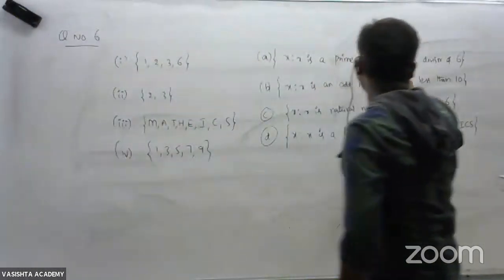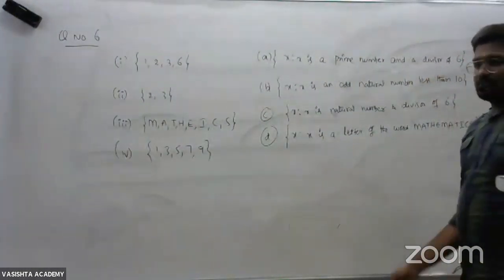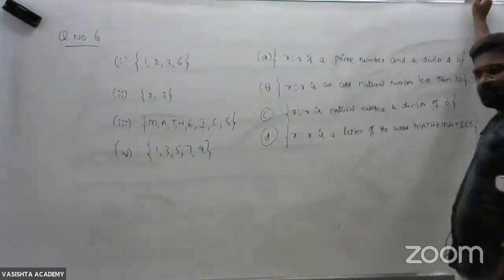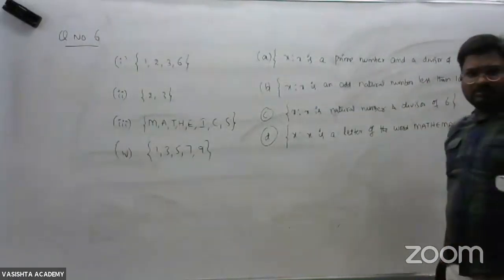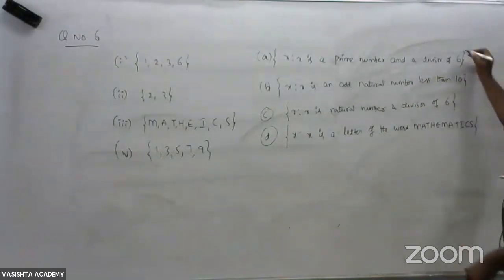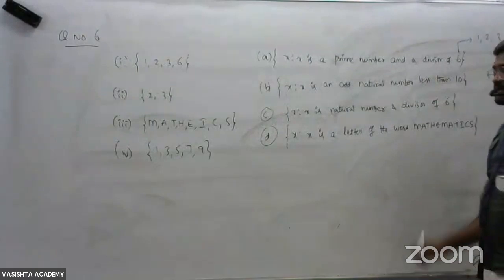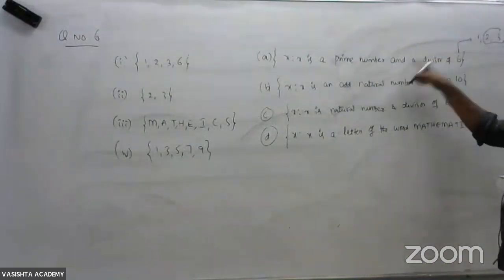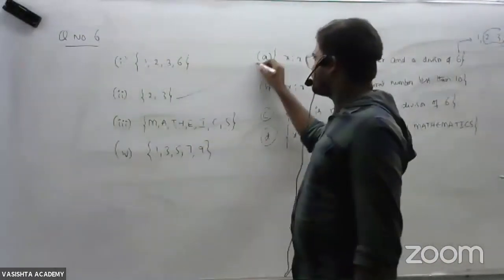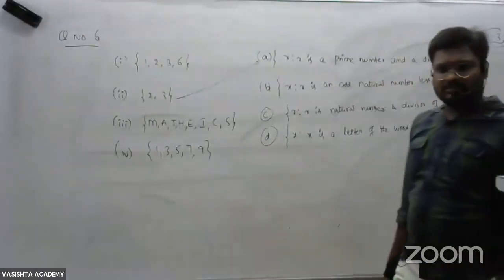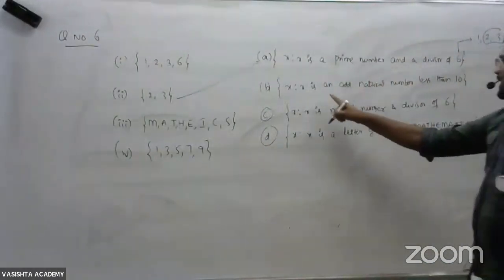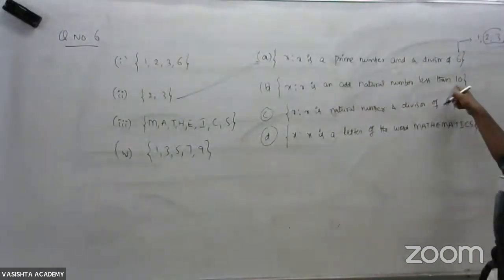Now, X is a prime number and a divisor of 6. What are the divisors of 6? Which are prime numbers? 2 and 3. The divisors of 6 are 1, 2, 3, 6. But he is asking only prime numbers. So definitely the answer to this one will be this. Correct? Next one. X is an odd natural number less than 10.